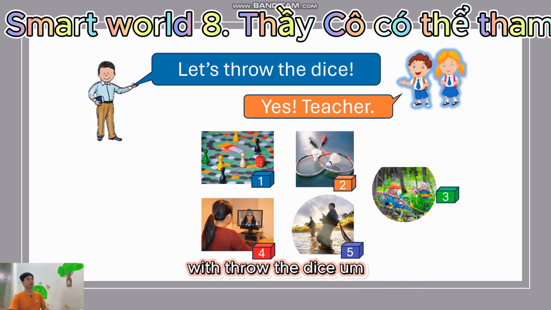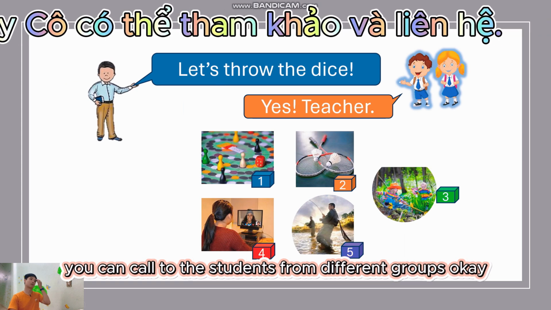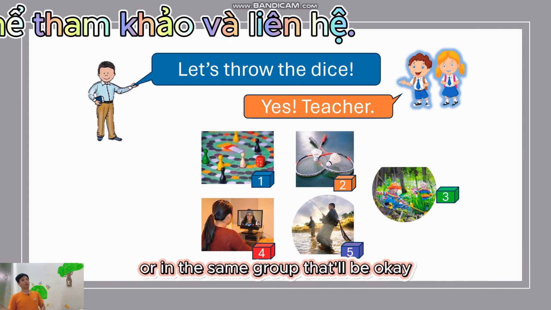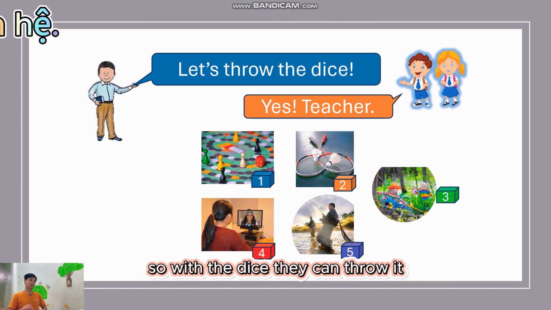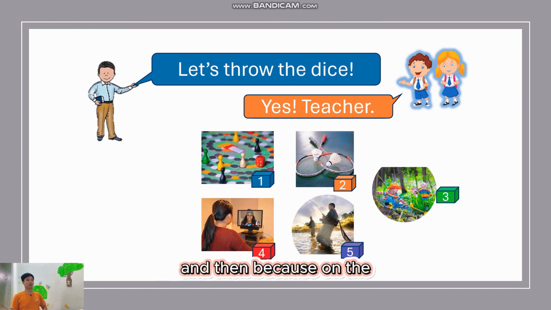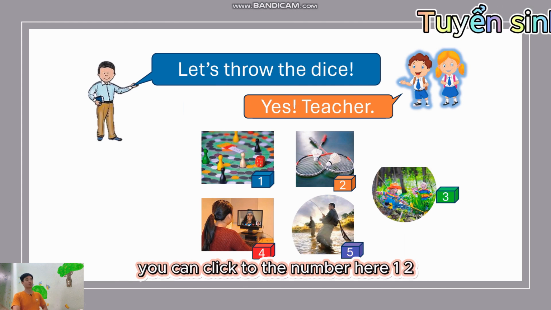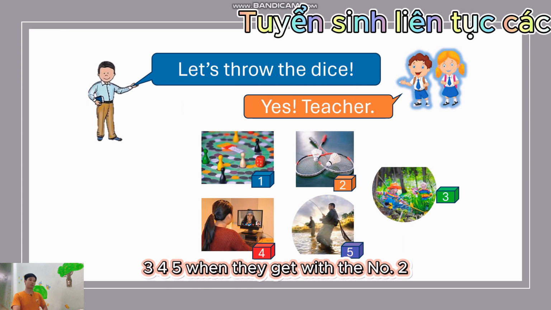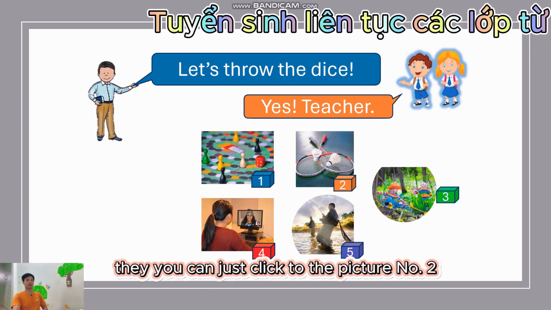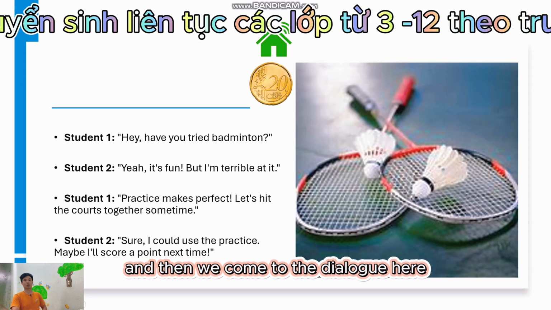With the throw the dice game, you can call students from different groups, or in the same group, that will be okay. So with the dice, they can throw it. And because on the dice we have some numbers, depending on the number they get, you can click the number here 1, 2, 3, 4, 5. For example, when they get the number 2, you can just click the picture number 2, and then we come to the dialogue here.